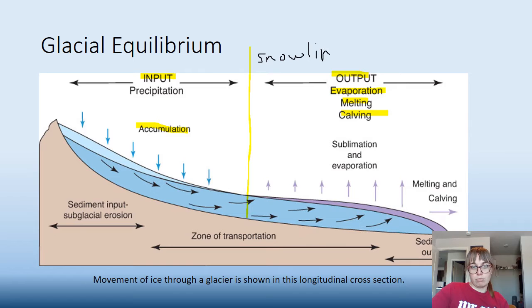Look at that beautiful handwriting. Snow line here. And above the snow line is where we have our zone of accumulation. Below the snow line is where we have our zone of ablation. So that's just the same diagram looking at it from the side.